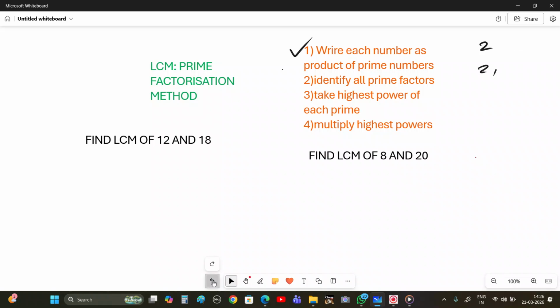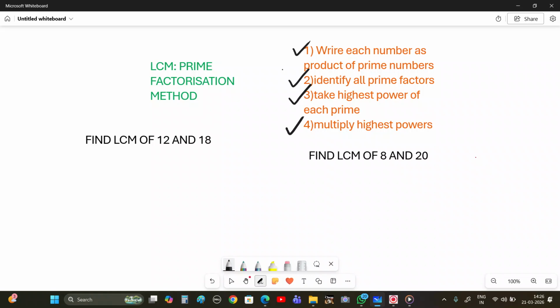So in the prime factorization method, when they give you a question, the first step you have to do is write each number as the product of prime numbers. The second step is identify all the prime factors. The third step is take the highest power of each prime, and the fourth step is multiply the highest powers. While telling it point by point, you will feel like it is hard, but I will make it easy for you. We can do it with the help of an example.